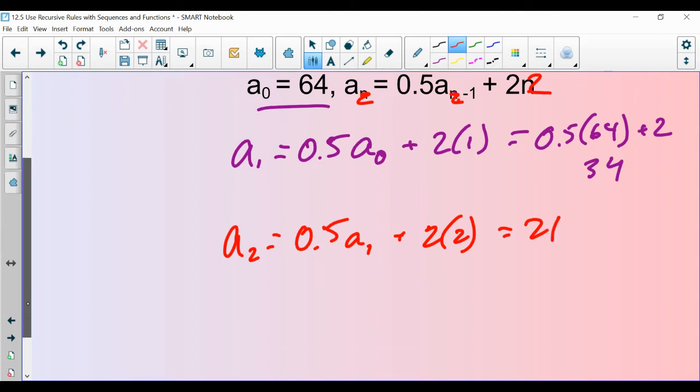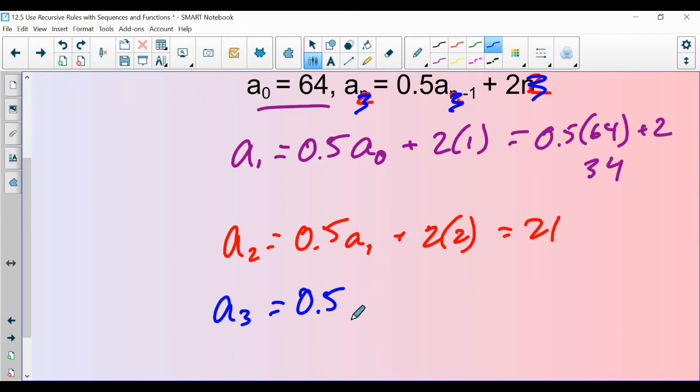And hopefully you guys would feel confident continuing to write this rule. A sub 3 is 0.5, and I'm plugging 3 there, there, and there now. 0.5 times a sub 2 plus 2 times 3. Well, a sub 2 is 21. Half of 21 would be 10.5, and 10.5 plus 6 would be 16.5. And we can continue to do this if we needed to, up to the sixth term.